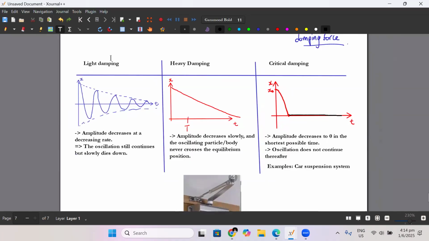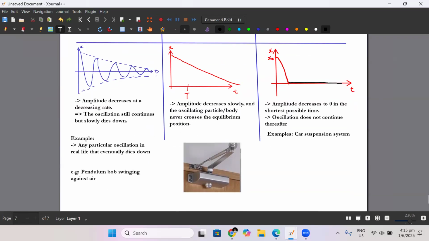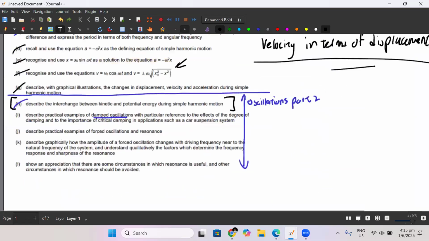So we've contrasted light damping, heavy damping, and critical damping. You must be able to provide examples for each. So let me also add one example for light damping. The answer here is any particular oscillation in real life that eventually dies down. For example, something like your pendulum. If there's some kind of air resistance on it, it will undergo light damping. Okay, that is pretty much this learning objective done.